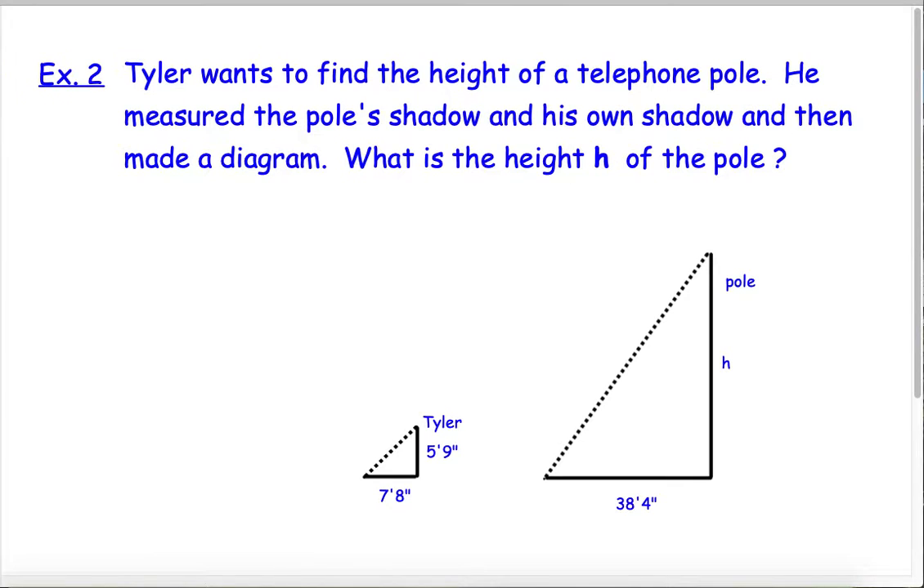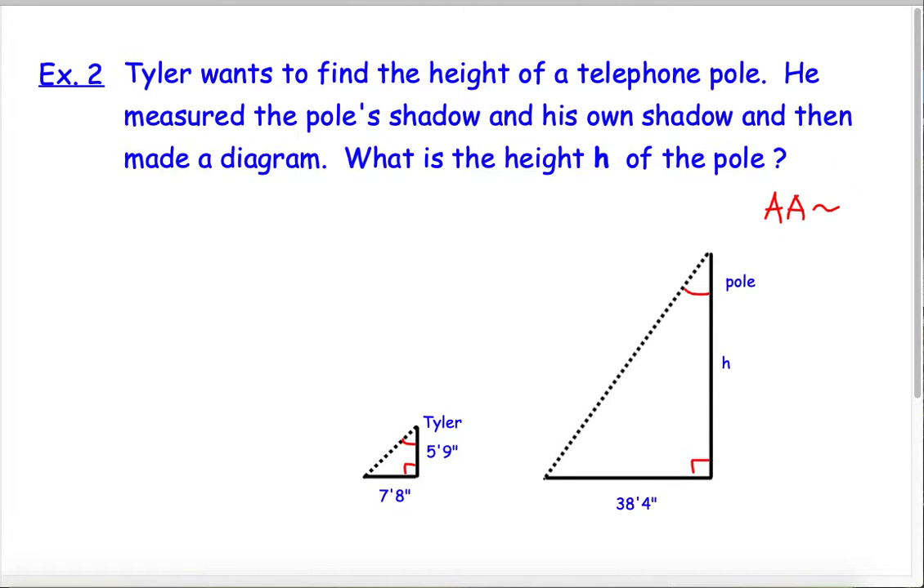Let's look at another example. Tyler wants to find the height of a telephone pole. The sun is out and he measured the pole's shadow and his own shadow, and then he made a diagram. What's the height h of the pole? So we have two similar triangles because we can assume that the angle that the sun makes is going to be the same for both of those, and that Tyler's standing straight up and the pole was put in properly. So by angle similarity, these two triangles are similar.